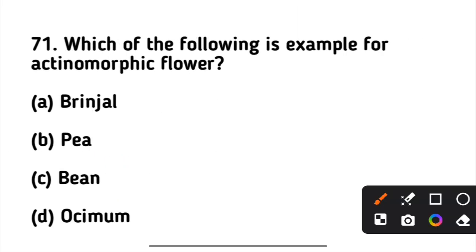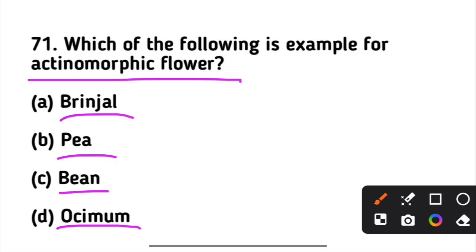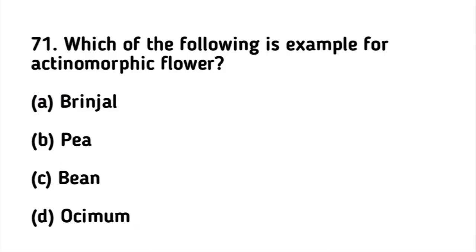Next question. Which of the following is an example for actinomorphic flower? Option is brinjal, pea, bean, ocimum. Option A is correct, brinjal. Brinjal is an example for actinomorphic flower.